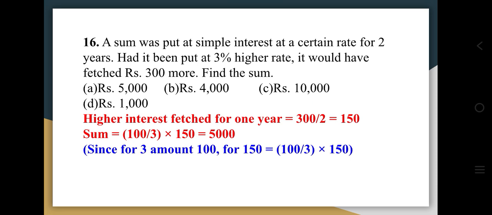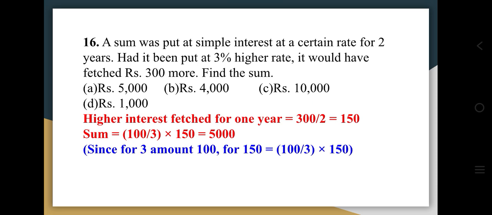So the higher interest fetched for 2 years is 300. So the higher interest fetched for 1 year is 300 by 2, that is 150. What is the higher interest rate?